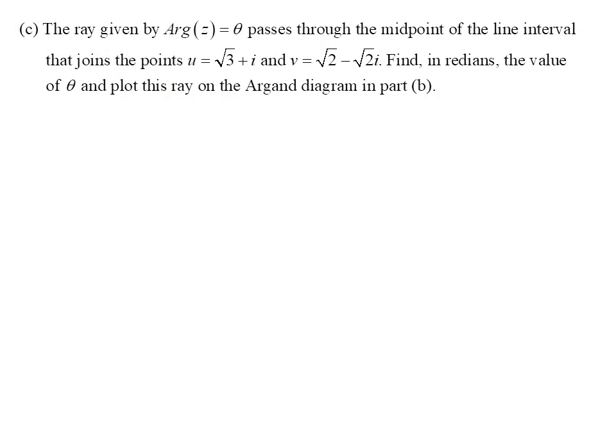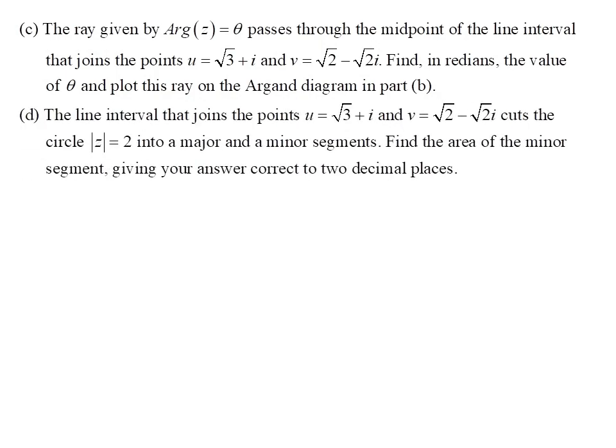In part D, the line interval that joins the points u equals square root 3 plus i and v equals square root 2 minus square root 2 i cuts the circle modulus of z equals 2 into a major and a minor segment. The question in part D is to find the area of the minor segment.